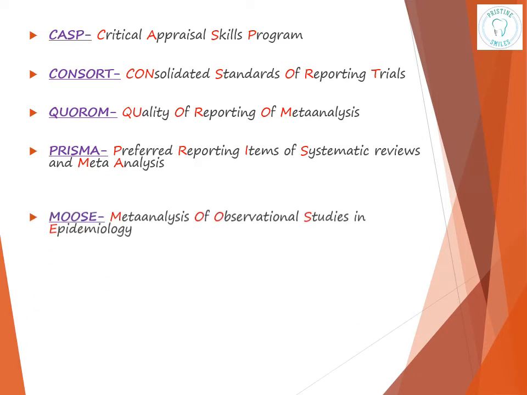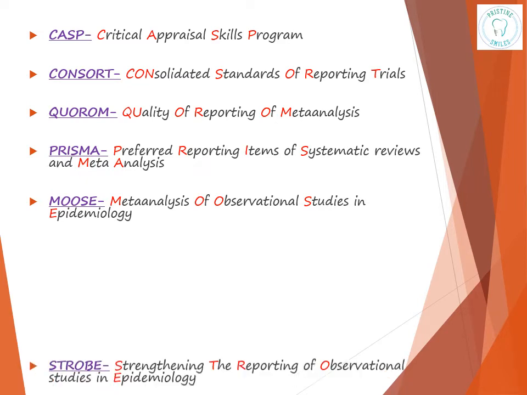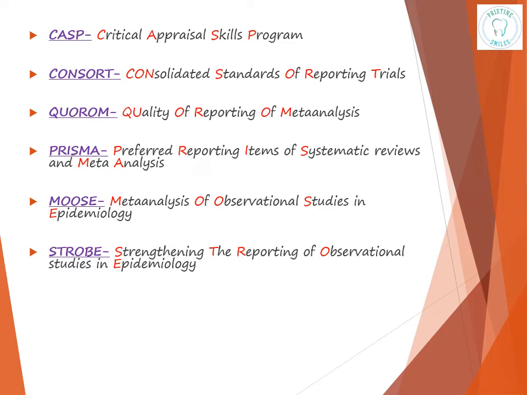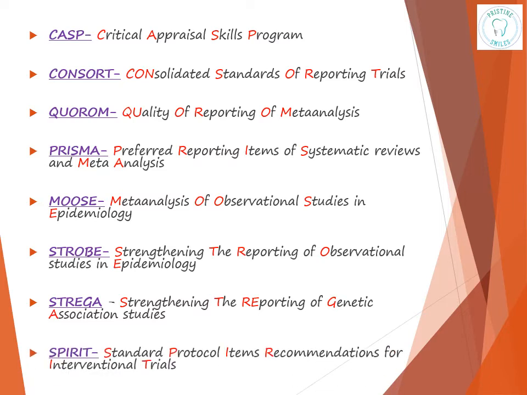Next comes MOOSE or Meta-Analysis of Observational Studies in Epidemiology. Then we have STROBE, that is Strengthening the Reporting of Observational Studies in Epidemiology. An extension of this is STREGA, that is Strengthening the Reporting of Genetic Association Studies. And finally, we have SPIRIT, Standard Protocol Items Recommendations for Interventional Trials. Guidelines are formed to create a manual for the authors to follow. This should lead to total transparency, accurate reporting, and easier assessment of the quality and validity of the research.